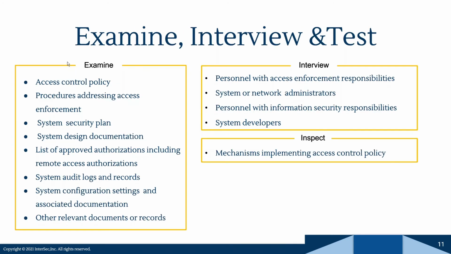When we're examining AC.1.002 practice implementation, a C3PAO may examine one or more of the following artifacts. For examine, it could be a system security plan. For the interview part, it could be personnel with information security responsibilities. And for test, it could be mechanisms implementing access control policies. As a reminder, this is not a comprehensive list, but should provide a general idea of the depth and scope of artifacts that could be examined.